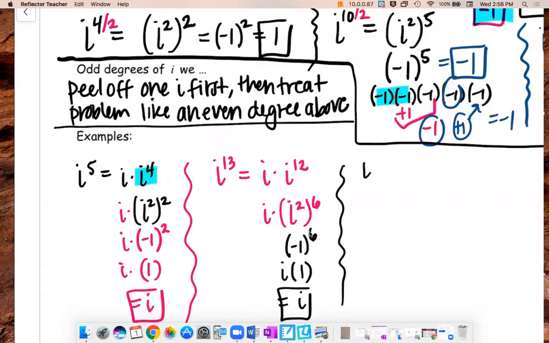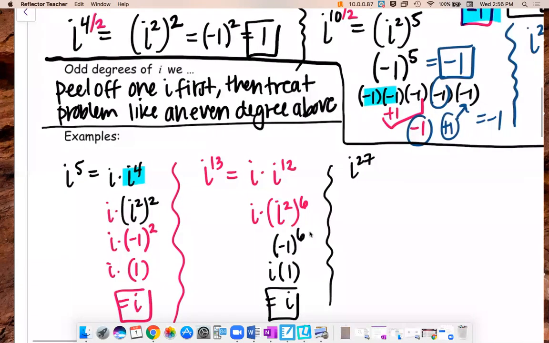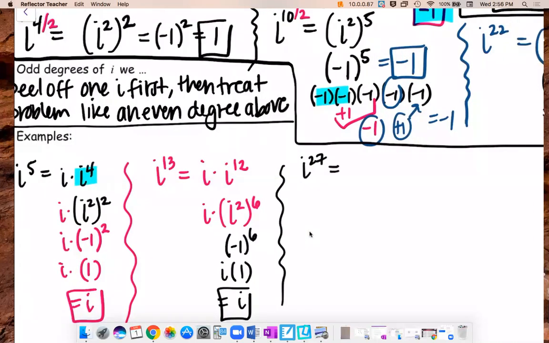Okay, last one, i to the 27th. So first up, it is odd, not even, so you have to peel off an i. And then I have 26 left over. So peel off an i times i to the 26th. How many i squareds fit inside of here? If I take 26 and divide by 2, I end up getting 13. So i squared to the 13. And then I have this original i out here.